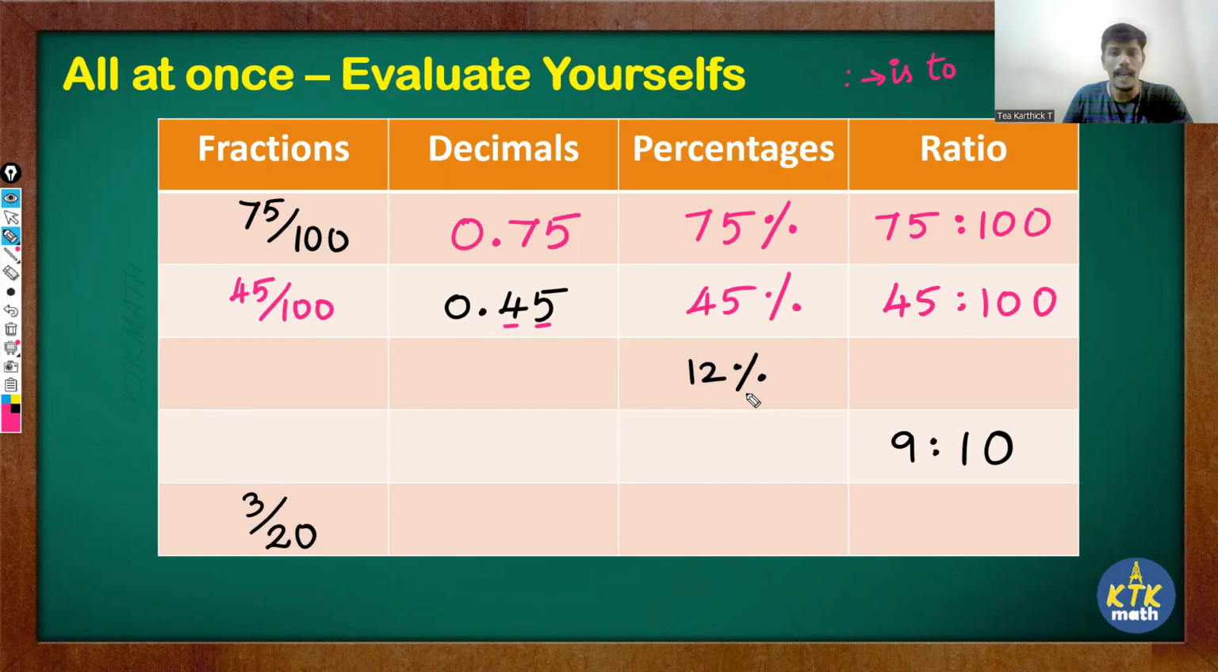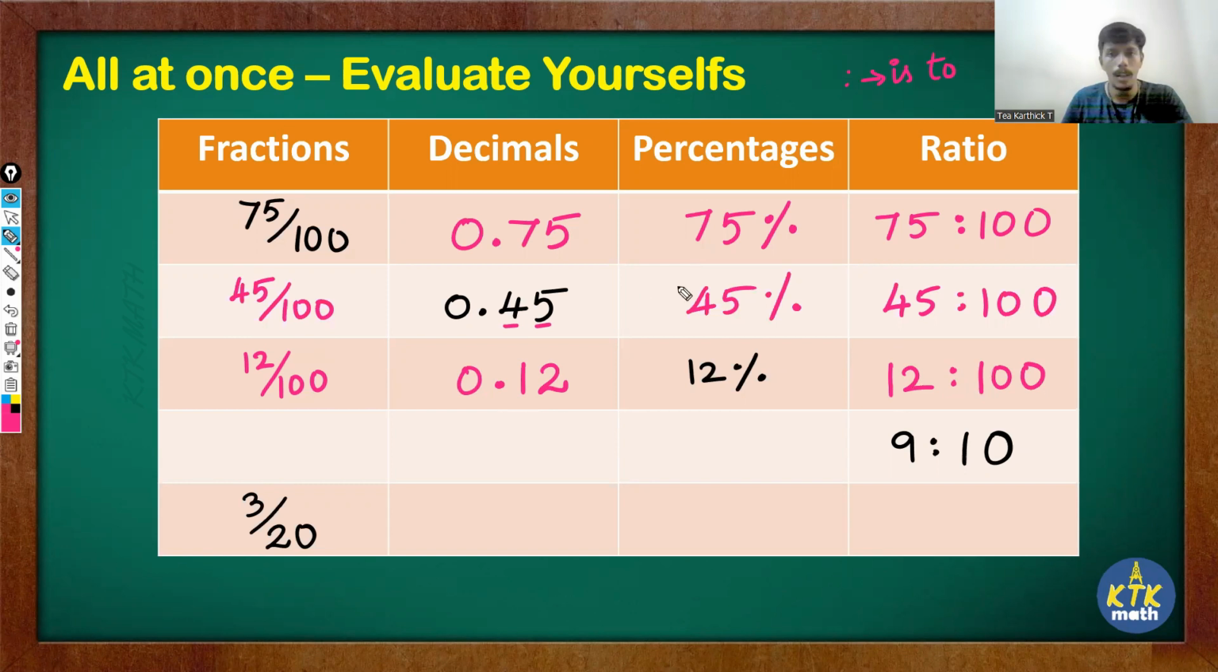Now the third one, directly given 12 percentage. So 12 percentage means 12 by 100. You just check what I'm filling first. I'm filling fractions first, because with the help of fractions, I can complete the remaining very easily. So 12 by 100 means it is going to be 0.12, and this is going to be 12 is to 100.